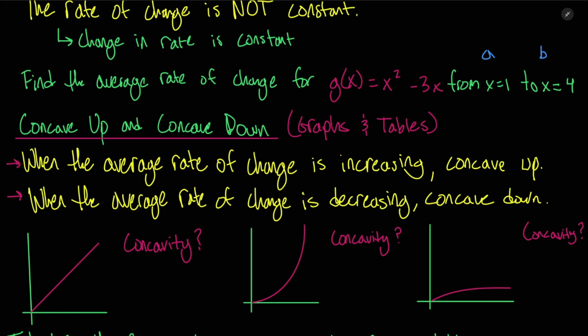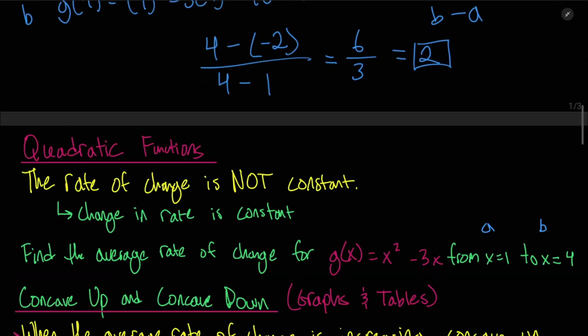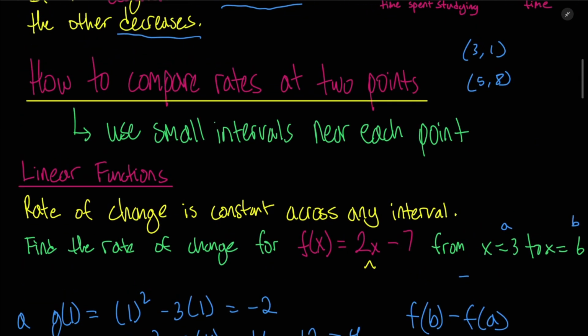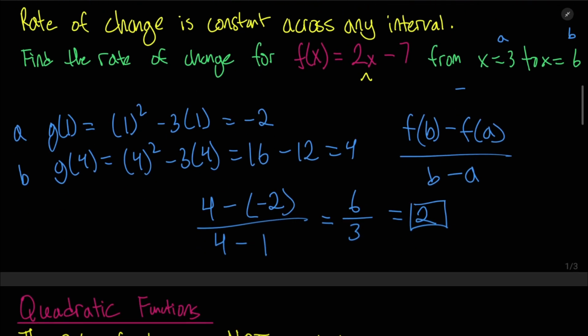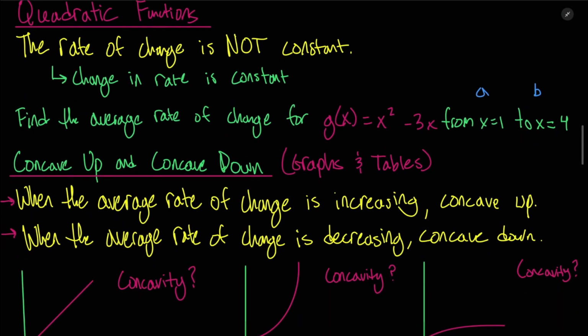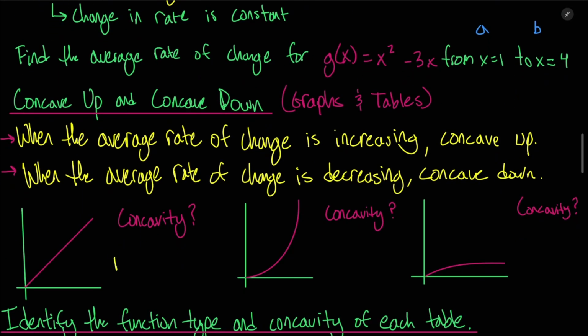So let's look at the first graph over here. We have a linear graph. Is the average rate of change increasing or decreasing? Well, this is the linear graph. The graph is just a straight line. And we know from linear functions that the rate of change is constant over any interval. So the rate of change is not going to be increasing or decreasing. So this actually has no concavity. Okay.